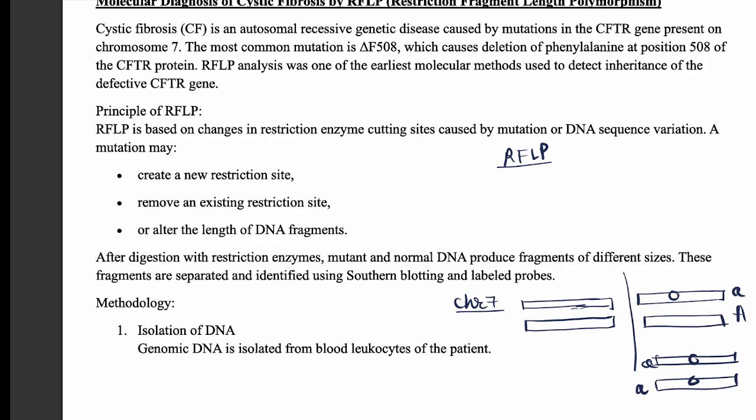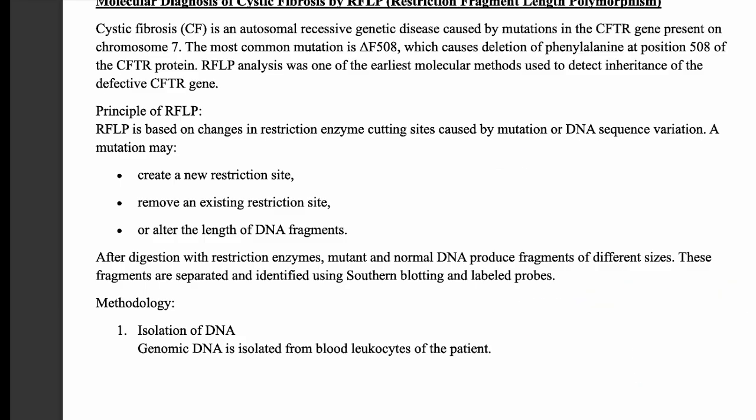So the simple idea is, if the mutation is present, the restriction sites can either be deleted, added, or changed. As a result, if we now add the restriction enzymes, the fragments so generated would not be of equal length as compared to those of a normal person. So that is the core idea of restriction fragment length polymorphism.